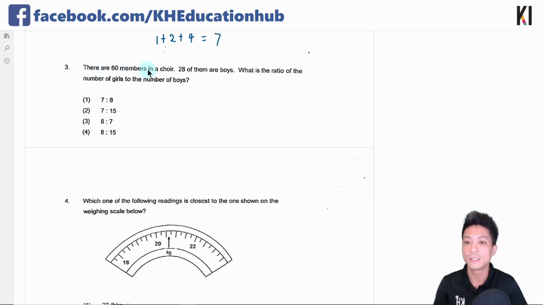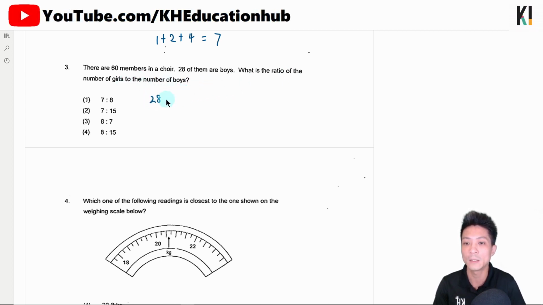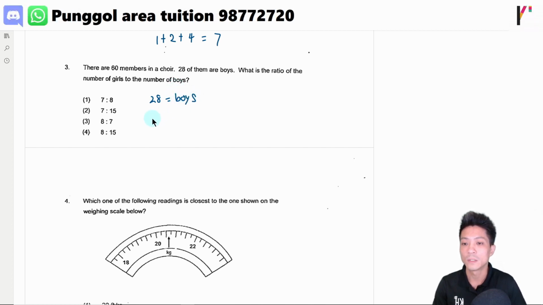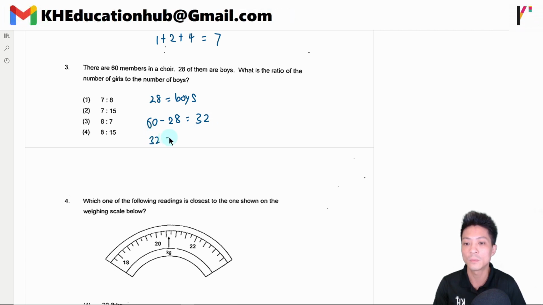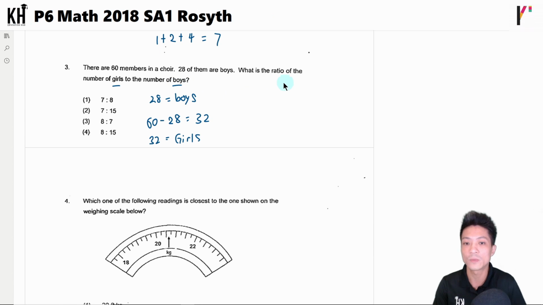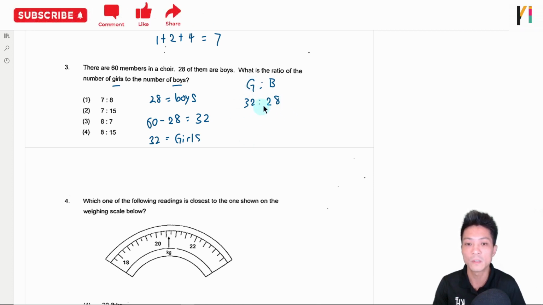Question 3. There are 60 members in the choir, 28 of them are boys. What is the ratio of the number of girls to the number of boys? There are 28 boys, which means that the girls will be 60 minus 28, which gives you 32. The question wants the ratio of girls to boys, so girls is to boys will be 32 is to 28.